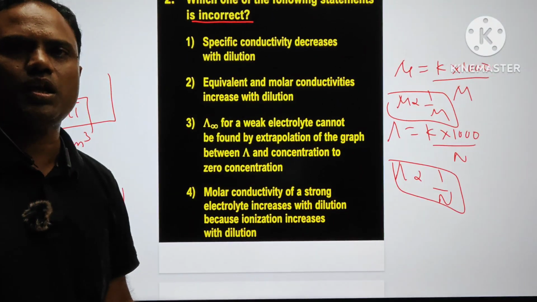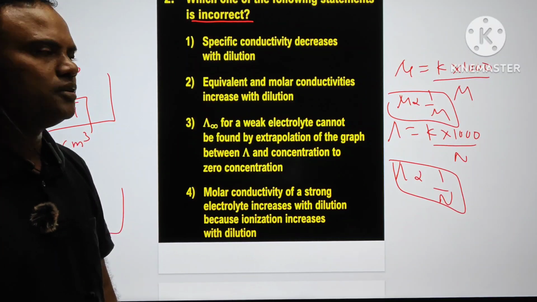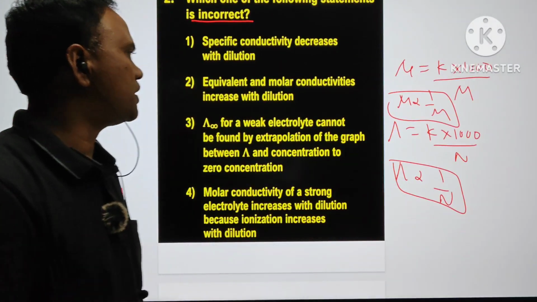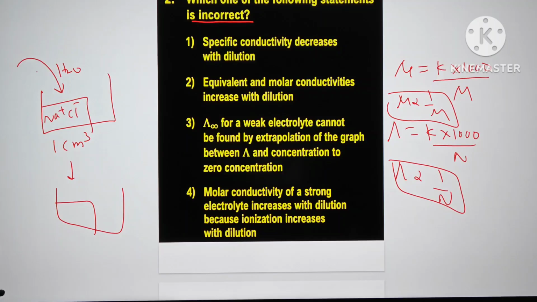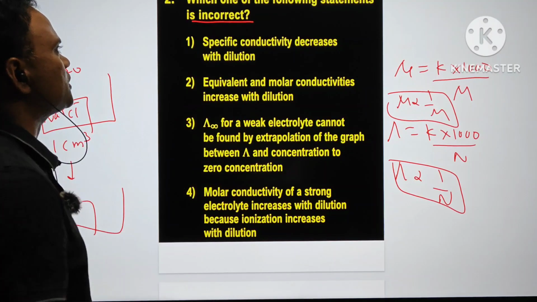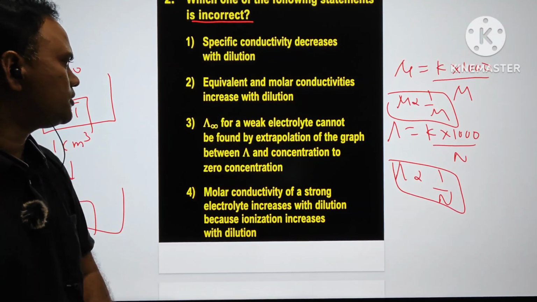Yes. Dilution means decreasing the concentration, right? If you decrease the concentration, conductivity increases. The second statement is also correct only. This is correct, this is correct. Not the incorrect statement. Third one.